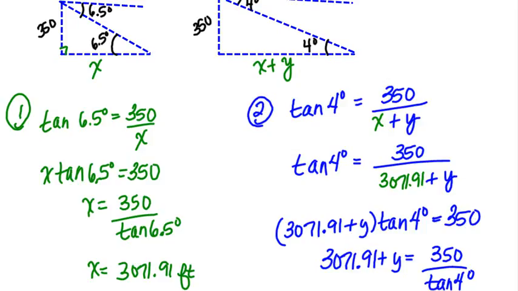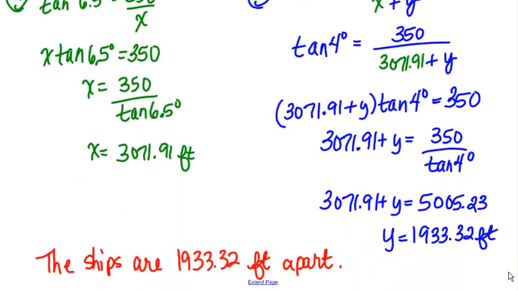Multiply both sides through by this denominator. So 3071.91 plus y times tangent of 4 degrees is equal to 350. You can divide both sides by tangent of 4 degrees and leave yourself with 3071.91 plus y is equal to 5005.23, and then subtract off the 3071.91, and we figure out that the distance between the two ships is about 1933 feet.